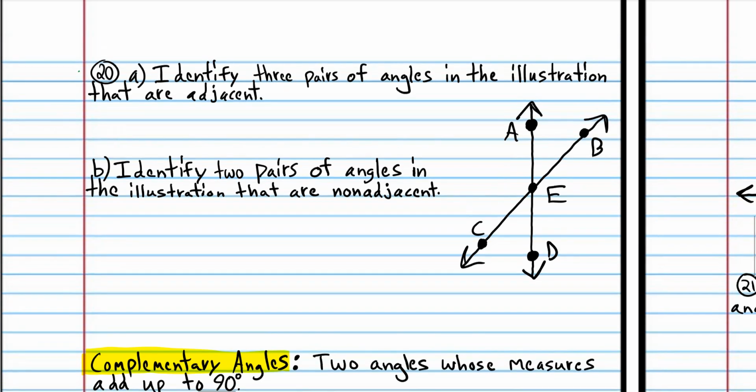All right, we're back. Identify three pairs of angles in the illustration that are adjacent. So we can use angle AEC and angle AEB, or we could say angle AEB and angle BED.